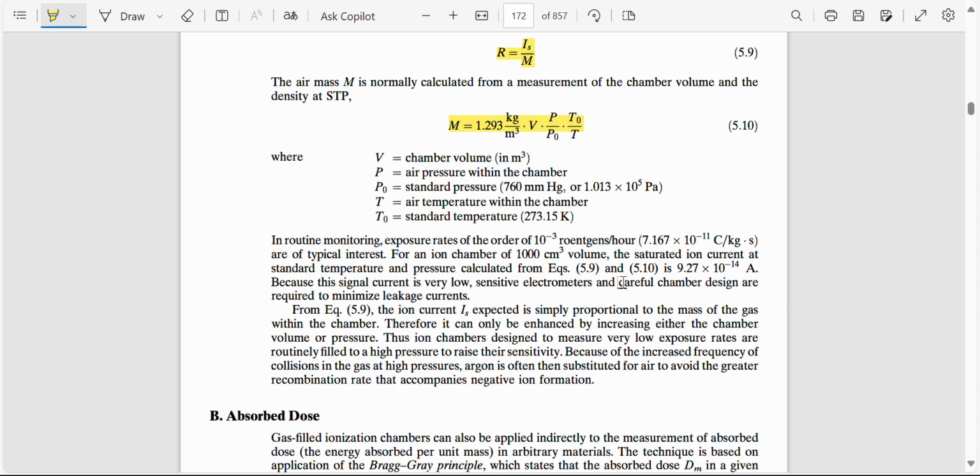23 Celsius in Kelvins is 296. So 273.15 divided by 296, and multiply all this: 1.293 multiplied by 1000 multiplied by 850 divided by 760 multiplied by 273.15 divided by 296, you will get your answer of mass, and that equals 1334 kg per meter cube. So this is how you can solve the practical problems related to radiation exposure, gamma ray exposure.